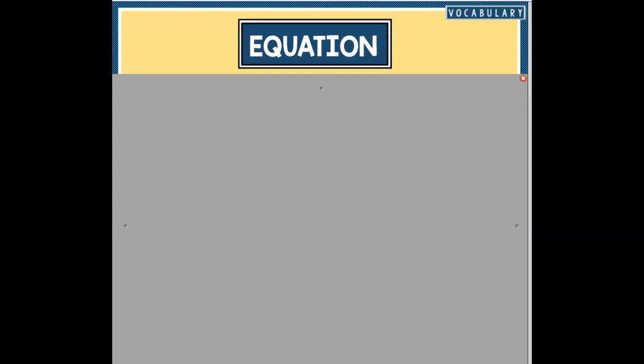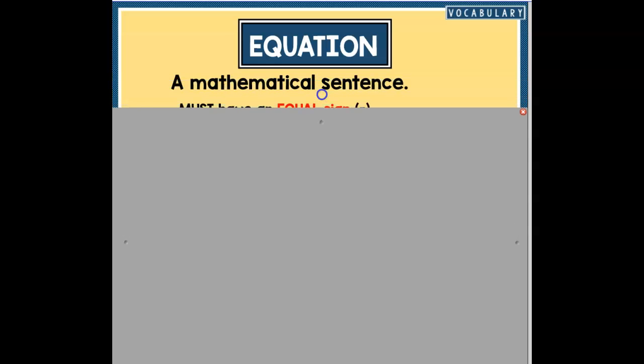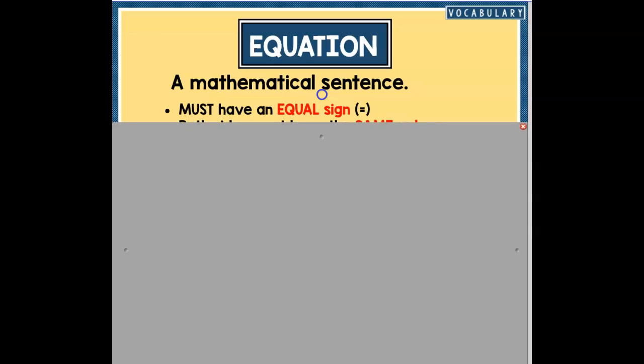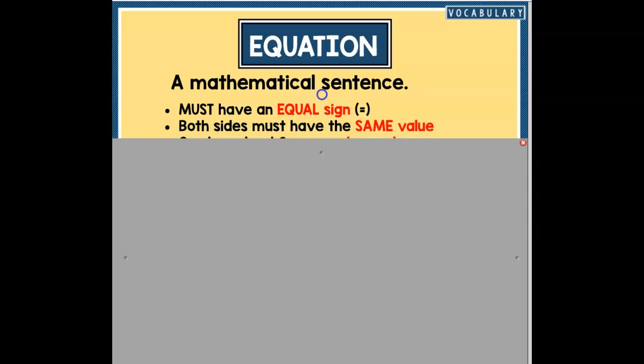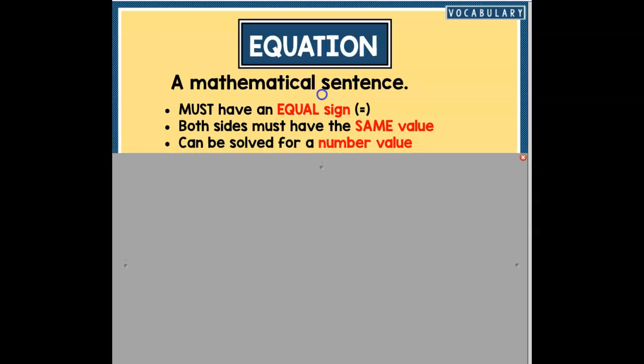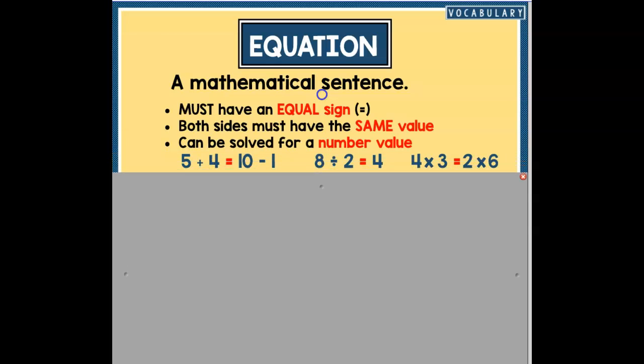The first vocabulary word we're going to talk about today is equation. Look at that. What word do you see or hear in equation? Teachers pause and ask students for some ideas. An equation is a mathematical sentence. It must have an equal sign to be an equation, and both sides have to be the same value. And it can be solved for a number value. Because both sides have the same value, we can actually solve for the value.